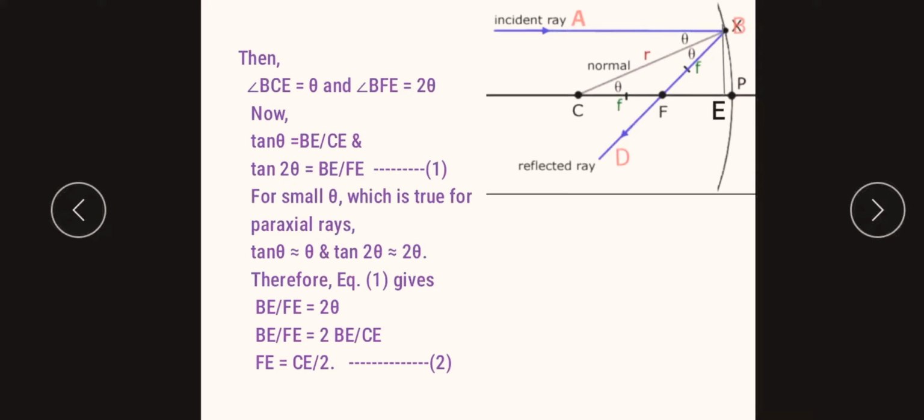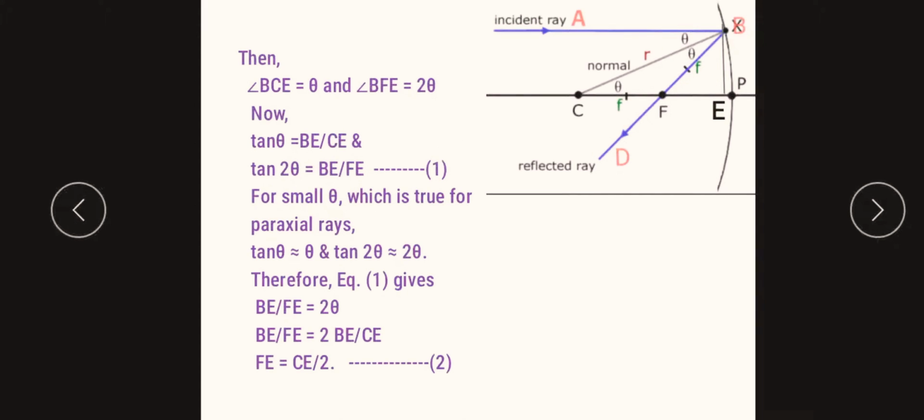Here the angle BCE is equal to what? See, angle BCE. This is in the triangle BCE. In the triangle BCE, angle BCE is equal to theta. And in the triangle BFE, angle BFE is equal to 2 theta.